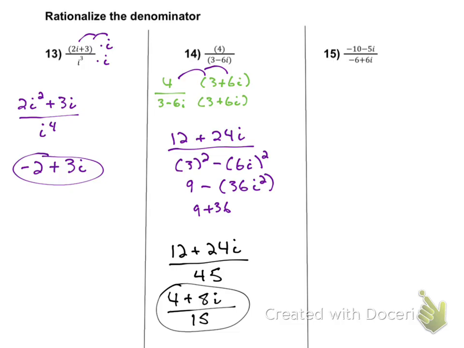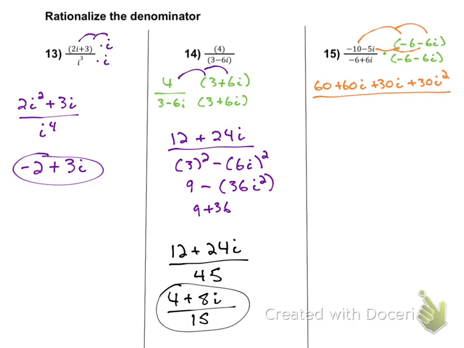15. I will multiply by negative 6 minus 6i. Negative 6 minus 6i. So in the numerator, I will have to FOIL. First gives me 60. Outer gives me 60i. Inner gives me 30i. Last gives me 30i squared.